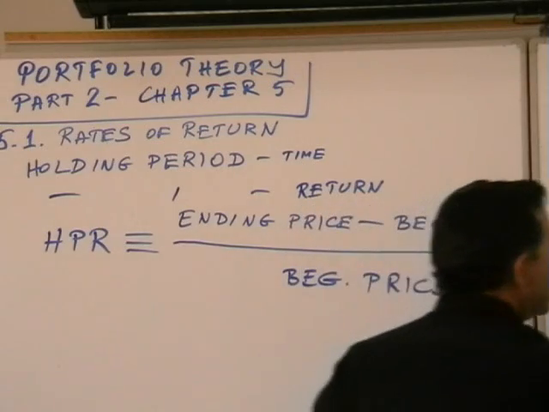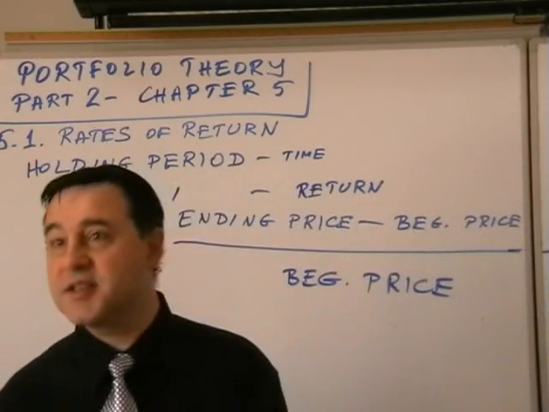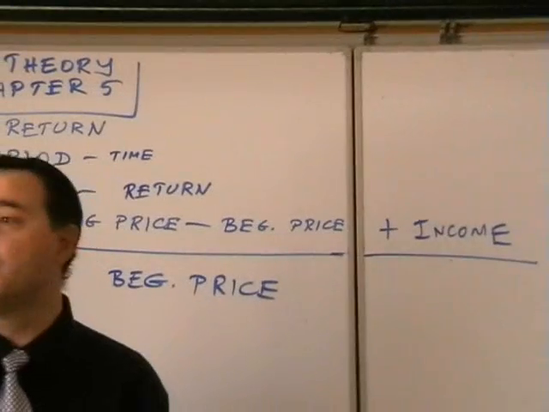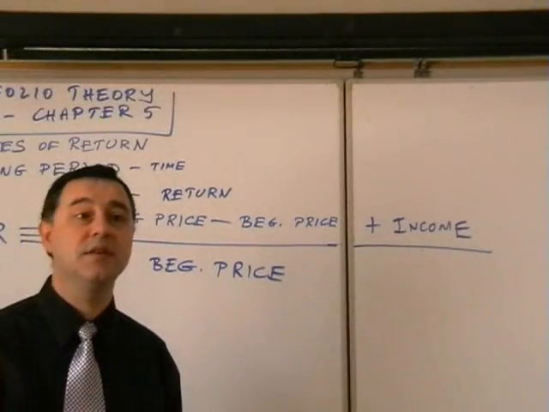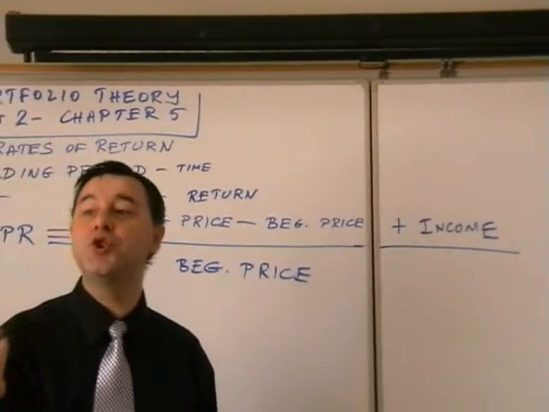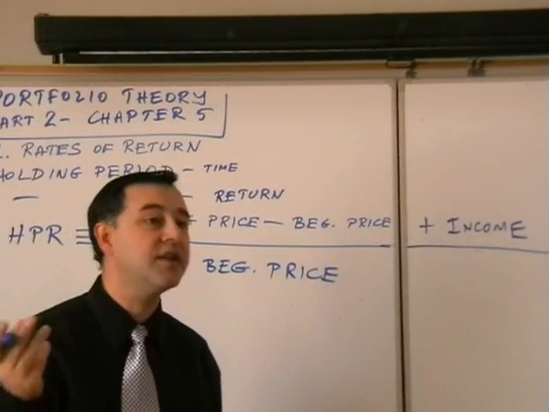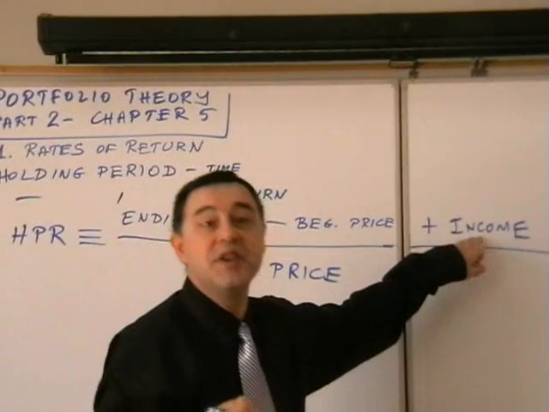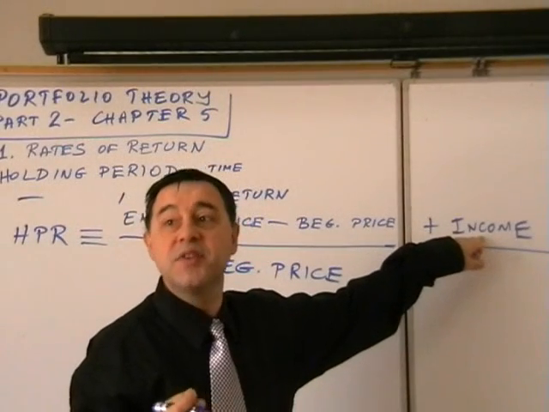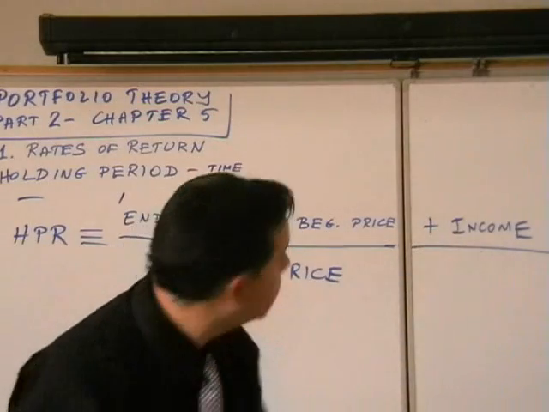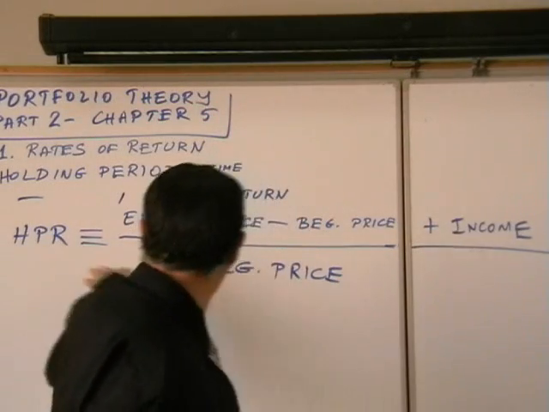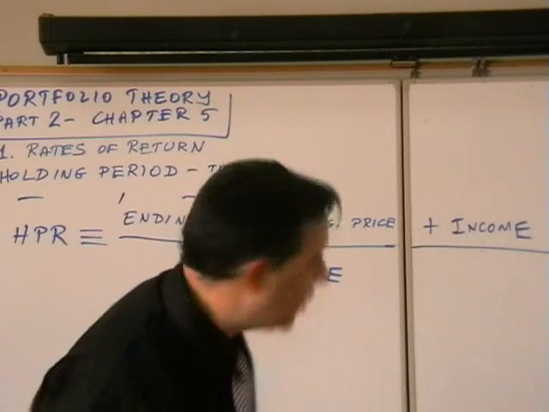Remember, we can't just say cash. For some assets, the income will be dividends, right? These are stocks. For other assets, it will be coupon. For real estate, it will be rent. So, whatever the income was, and the name of the income depends strictly on the asset class. Alright? So, this is the holding period return.